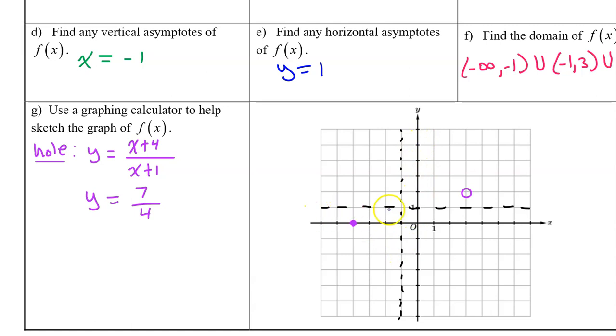I actually think this is enough information for us to graph the whole thing without the graphing calculator. Because of the point that we have over here in the third quadrant, I believe the graph is going to look something like this. And because of the hole in the first quadrant, I believe the graph will look something like this. Let's check the graphing calculator and see how close we got.